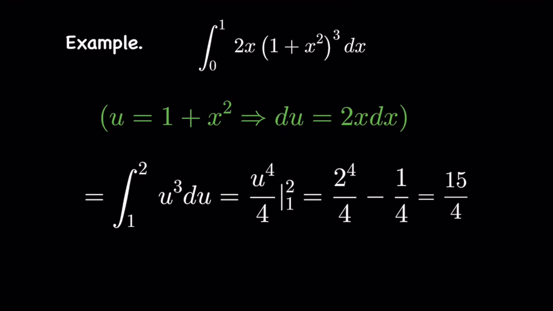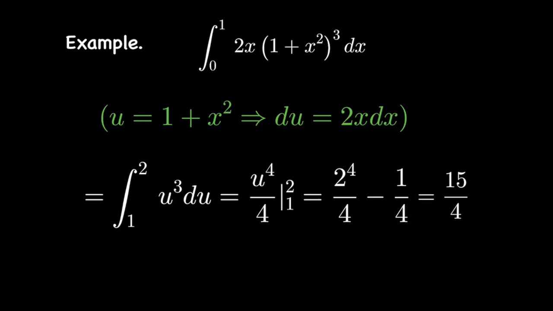So the next step would be to compute du. Du is going to be the derivative of 1 plus x squared, 2x, multiplied by dx. I have taken 1 plus x squared to be u, so 1 plus x squared to the power of 3 will be replaced by u to the power of 3. And then 2x dx, using this formula here, will be replaced by du.